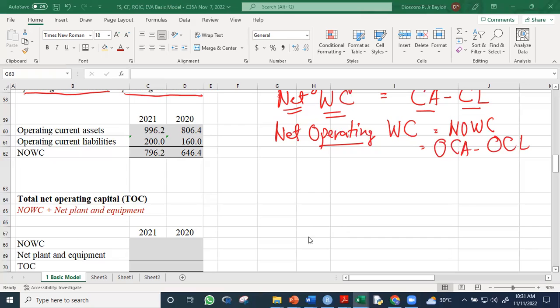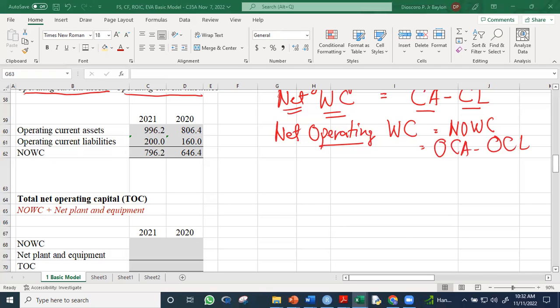Okay. So we have this net operating working capital. This means that management has been provided with this amount to work on operations. This is operating working capital, so 796.2, and it increased from 646 to 796.2. So this is the amount of funding that's used for the operations of the company.